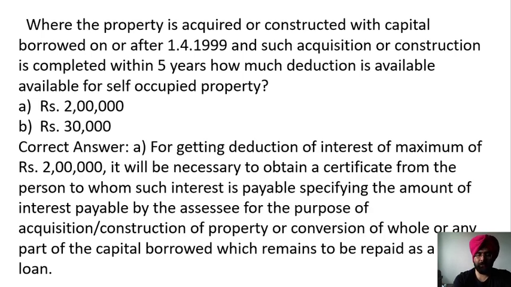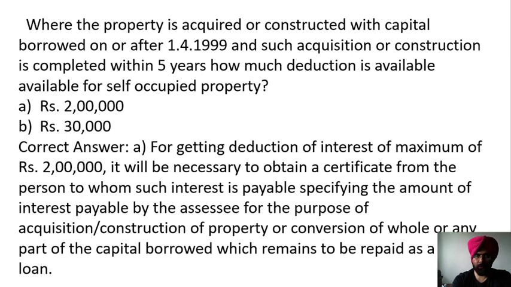Here the correct answer is A, that is for getting deduction of interest of maximum of rupees 2 lakh, it will be necessary to obtain a certificate from the person to whom such interest is payable, specifying the amount of interest payable by the assessee for the purpose of acquisition, construction of the property, or conversion of whole or any part of the capital borrowed, which remain to be repaid as a new loan.